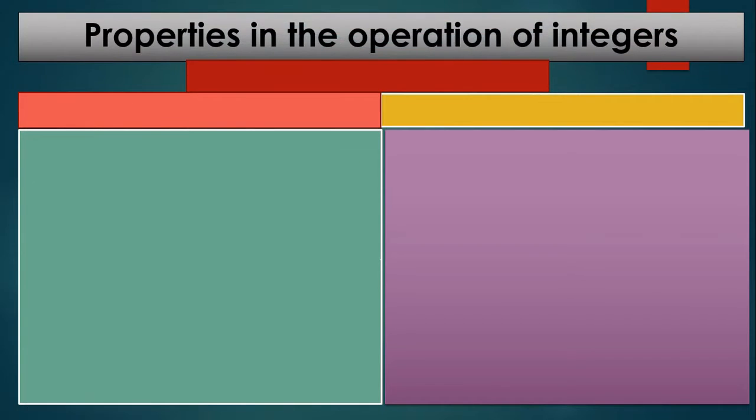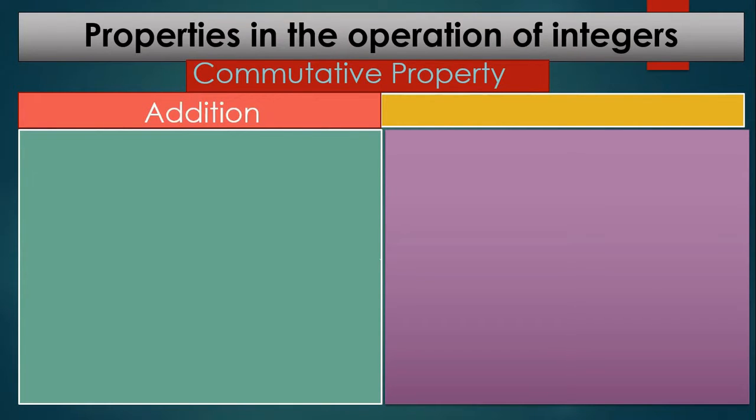Alright, we will be talking about properties in the operations of integers. Now, these properties, the first property is the commutative property. Now this commutative property is only for addition and multiplication. There's no such commutative property of subtraction and commutative property of division.